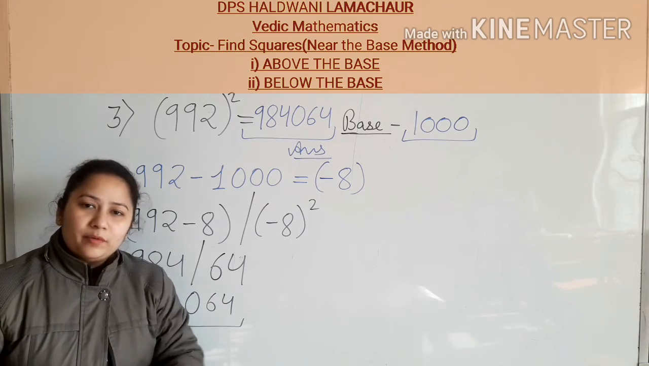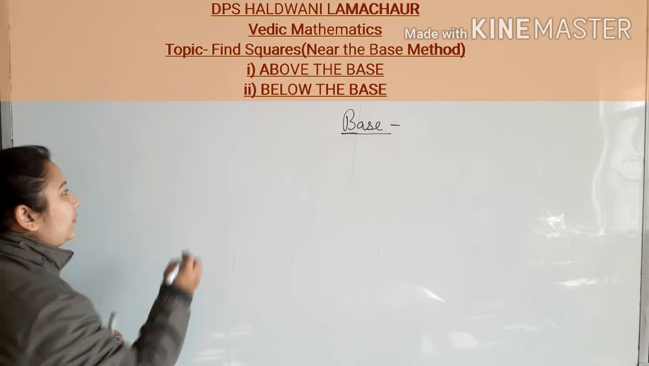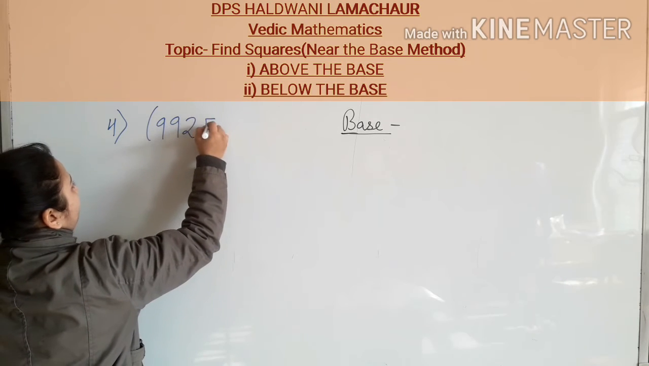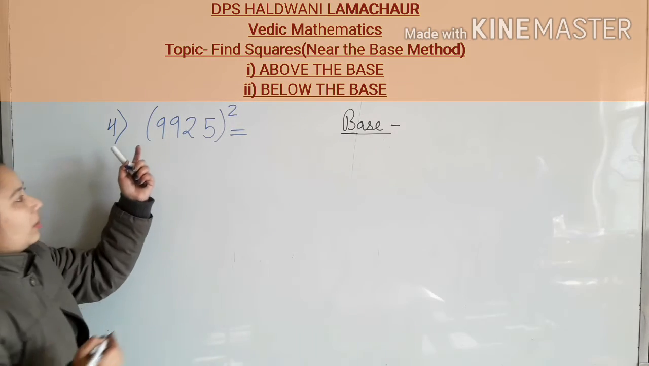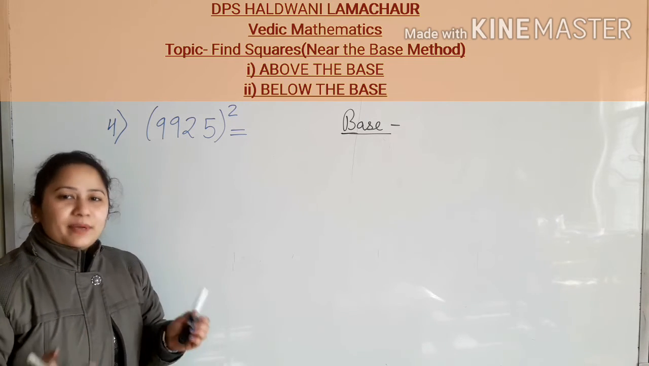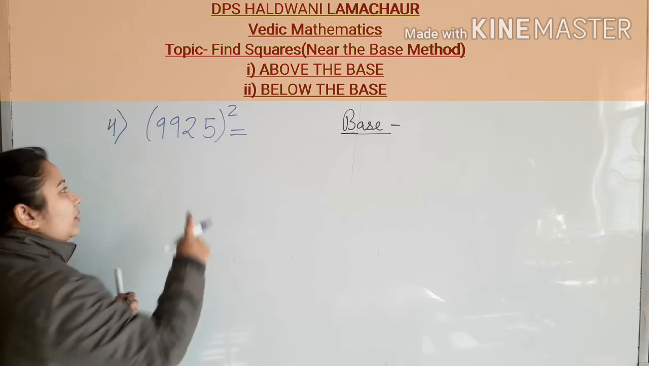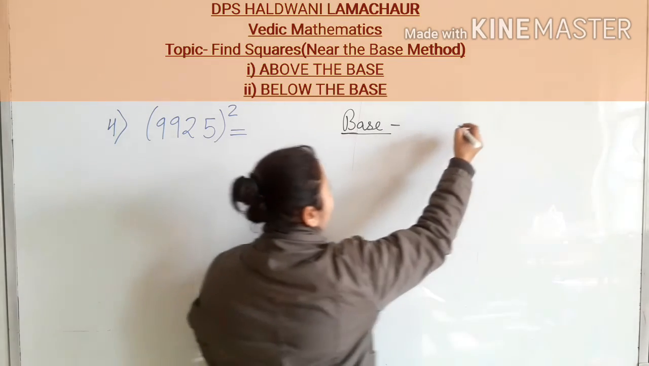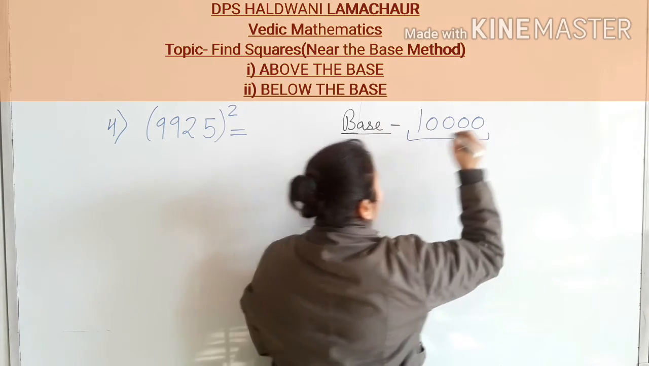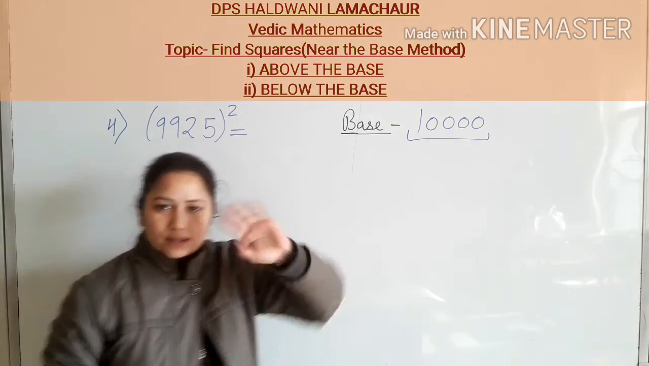Now kids, we will move to our last sum. Now students, we will move to our fourth sum. It's a 4-digit number, 9925, the square of 9925. So let's start our method or you can say trick. First of all, the first thing which you have to take is the base. Now you can see 4 digits are there, so 1 and 4 zeros.